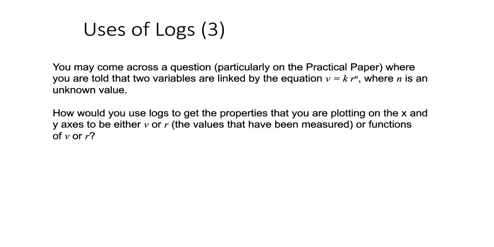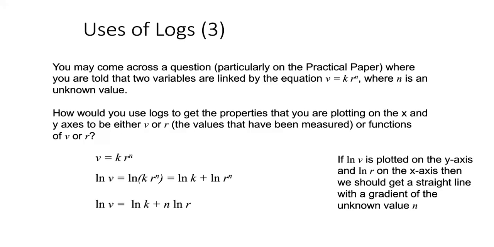Well, let's start off with this way here. There's the equation there. What happens if we take the log of both sides? Well, the log of V, the left-hand side, is the log of k R to the n, that I can split up using our first rule to be log of k plus the log of R to the power n. But then I can use one of our other rules, so that log of V is equal to log of k plus n lots of the log of R.